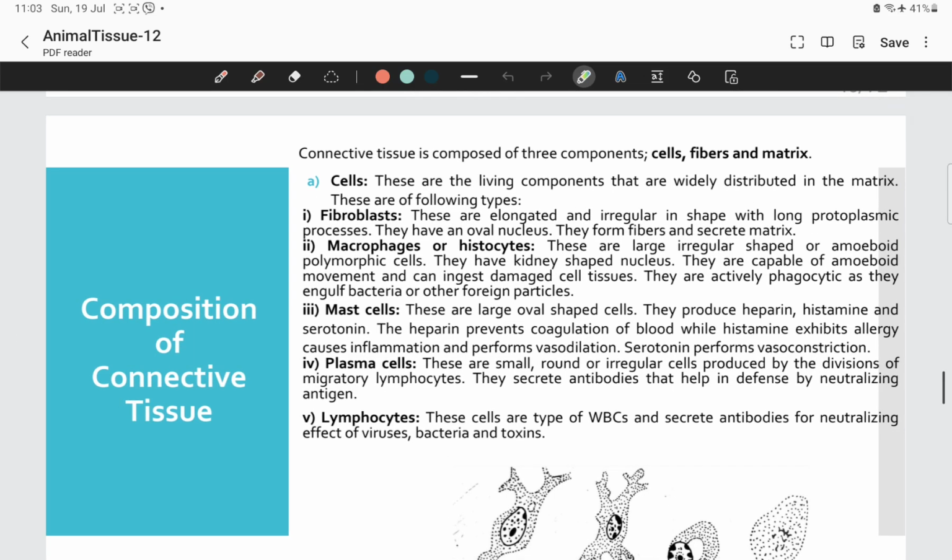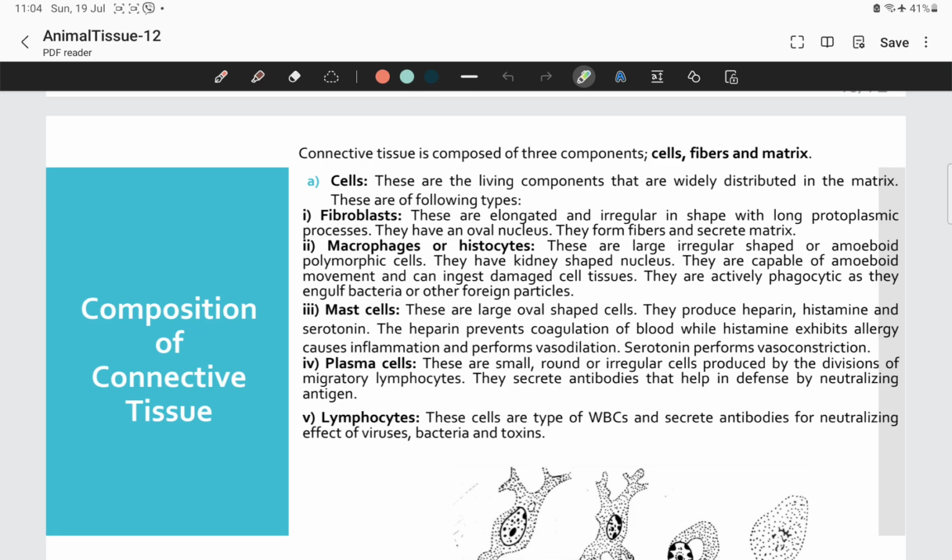Now, when you talk about composition, as I told you before, it is composed of three components: cells, fibers, and matrix. Here, fibers and matrix are non-living substances. So first, let's talk about cells. As a tissue, connective tissue is made up of cells, which are of course living components widely distributed in the non-living substance known as matrix. And matrix can be liquid, solid, or semi-solid. The following types of cells can be found in connective tissue.